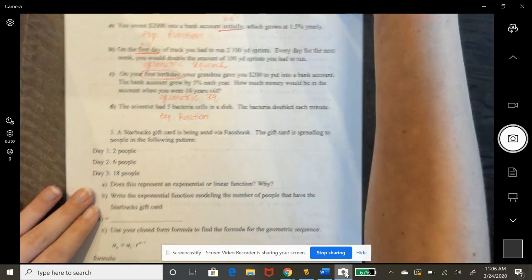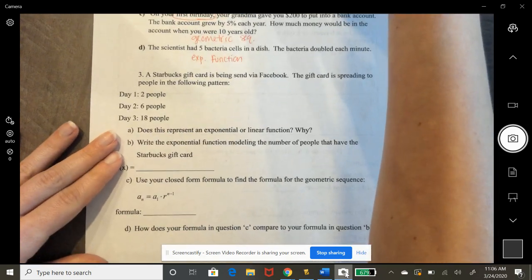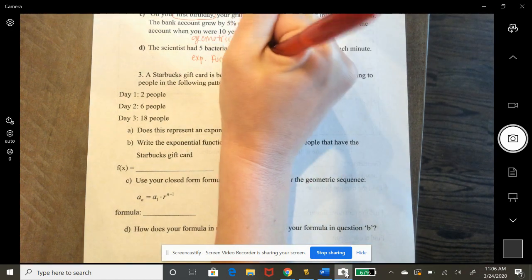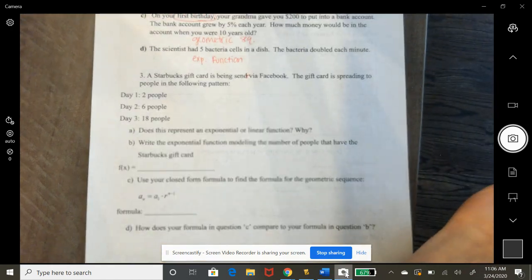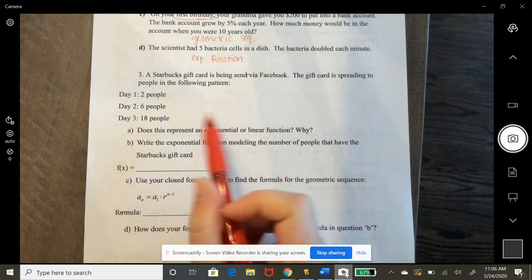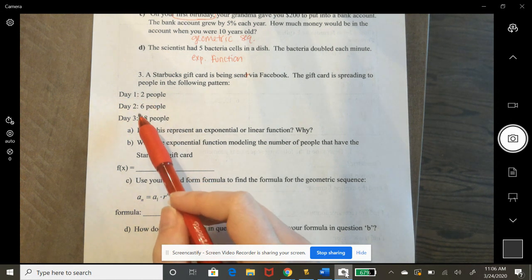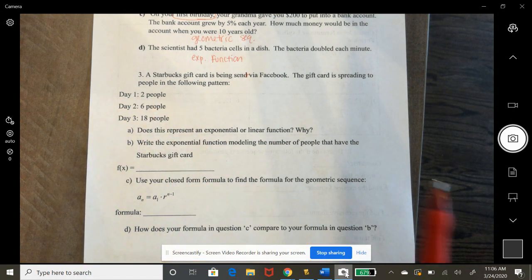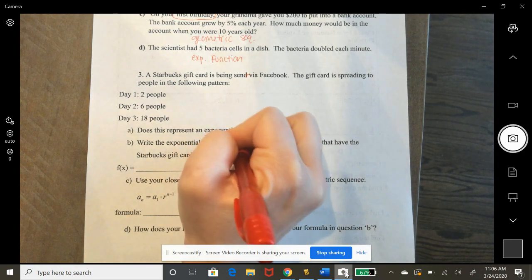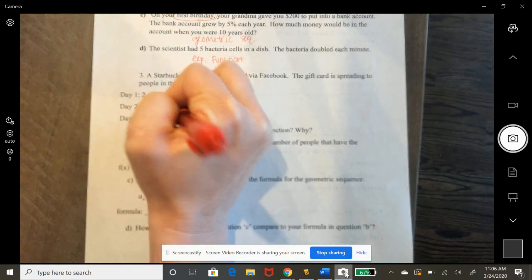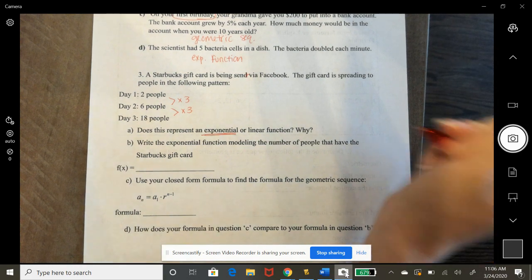Okay, so we're going to do one example where we actually do both so you can see the difference there, and then you guys can work on your practice. So a Starbucks gift card should be sent via Facebook. The gift card is spreading to people in the following pattern. So notice this starts on day 1, not on day 0. So day 1, there's 2 people. Day 2, there's 6. Day 3, there's 18. So does this represent an exponential or linear function? Okay, so this is going to be exponential because we are multiplying by 3, okay, not adding or subtracting.